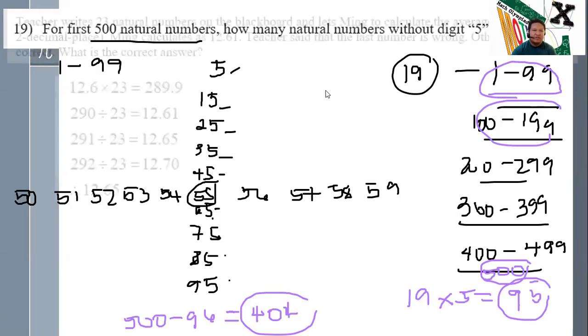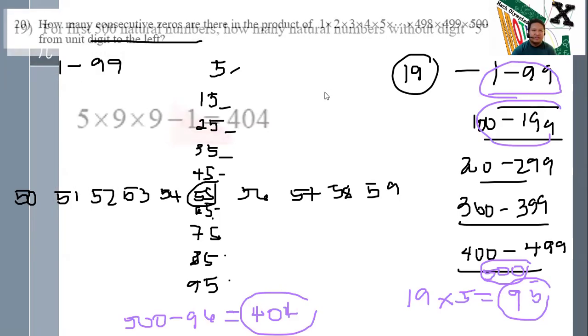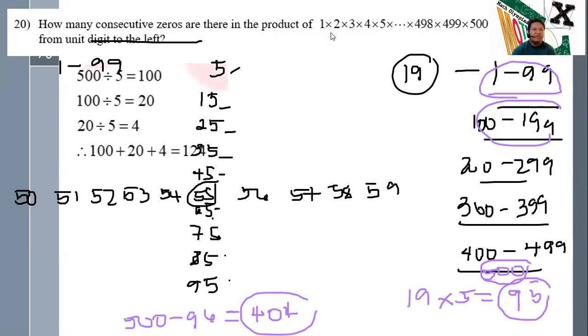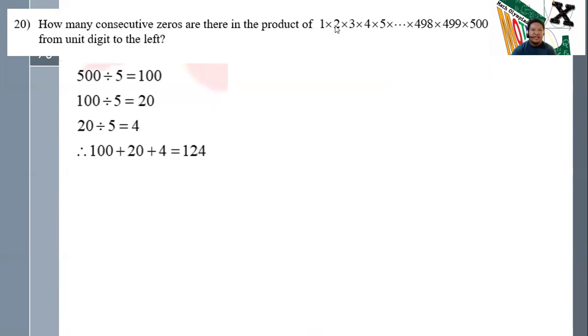Let's try to move forward to question number 20 for this one. How many consecutive zeros are there in the unit digit, to the left, for this one? So how many trailing zeros actually for this question? This is 500 factorial. To solve the number of trailing zeros, basically what we will do is divide it by 5. So this is the process, a little bit of an algorithm. If you want to know the number of zeros at the last part of 500 factorial, or n factorial, you just divide it by 5.